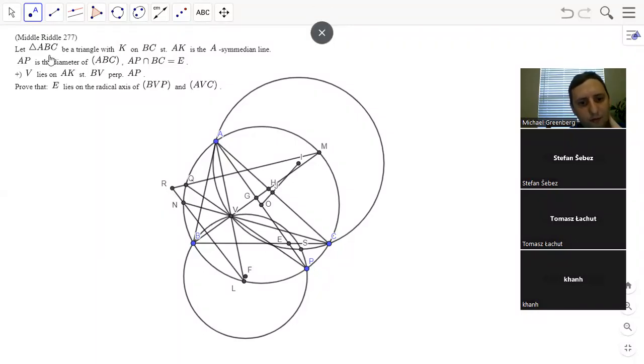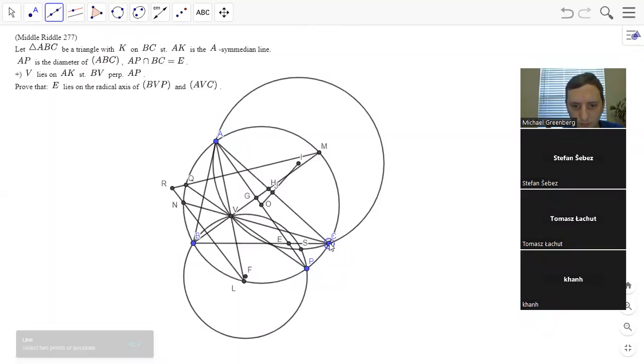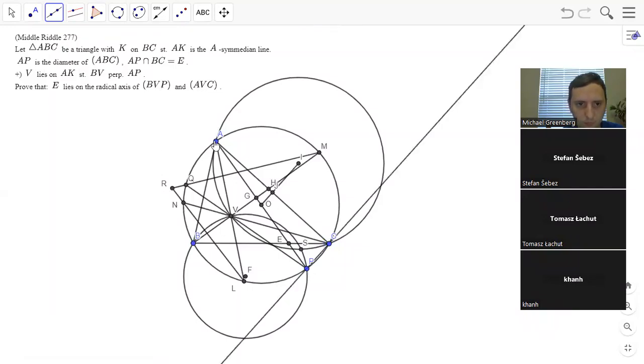That's my point. I'm going to be using pole and polar. My claim is that AB, ML, and PC are concurrent. It is actually equivalent to the problem. I'm going to show why later.